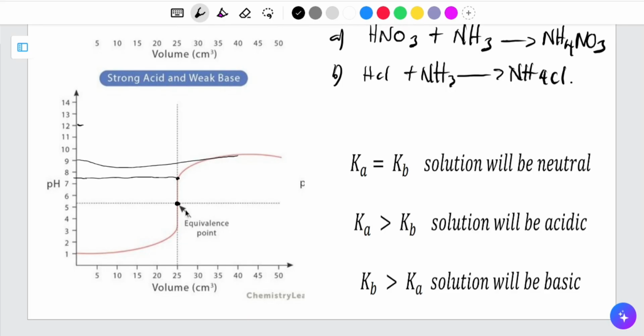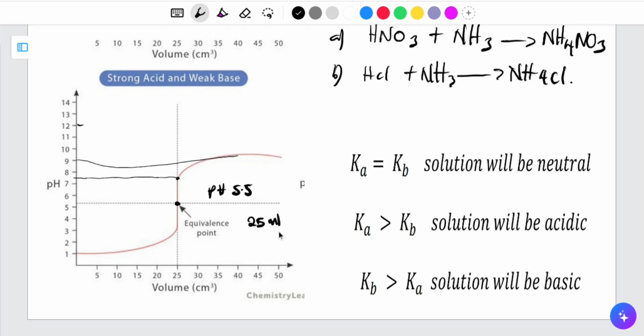Now here we have a strong acid and a weak base. And what is the equivalent point? The equivalent point here is somewhere around 5.5. So 5.5 is the equivalent pH for the reaction between a strong acid and a weak base. What about the volume? The volume is 25 mL. So that is one thing that you need to know.